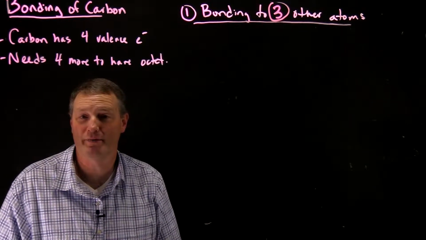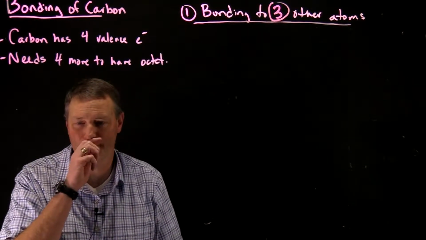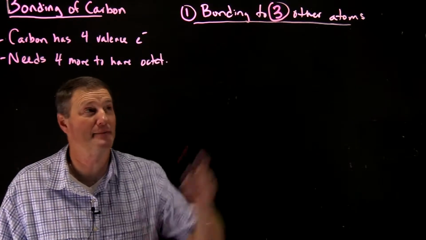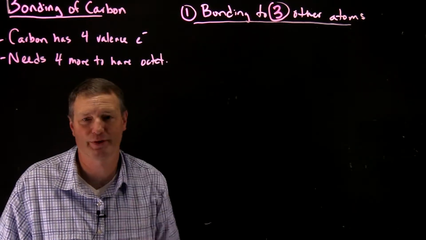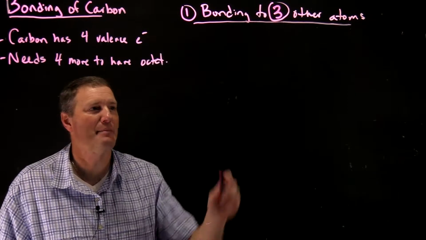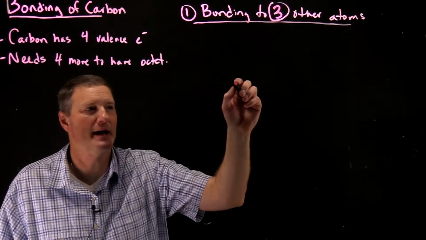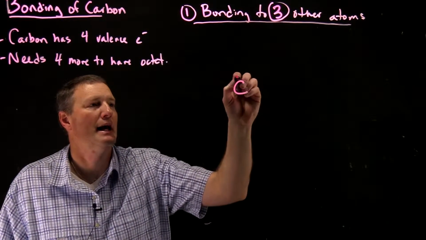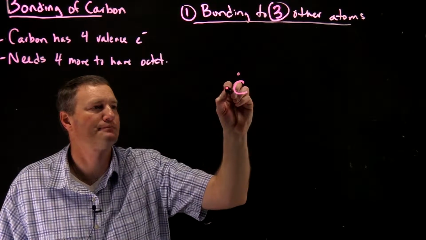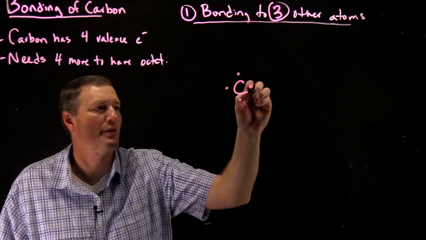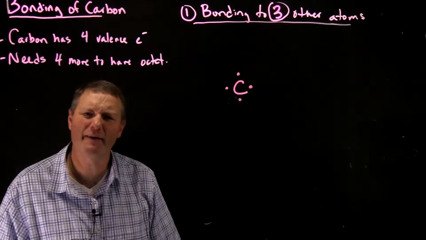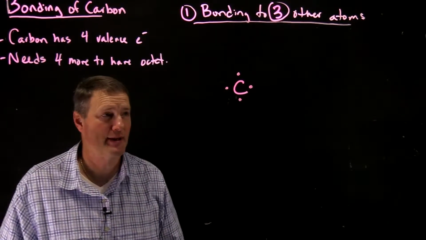All right, in this part of the video, let's take a look at what happens when carbon bonds to three other atoms instead of four. Last section, we looked at four. So when this happens, carbon is going to adopt a very different shape. Again, let's draw out our carbon with our four valence electrons. And let's now have it only bonding to three other things.